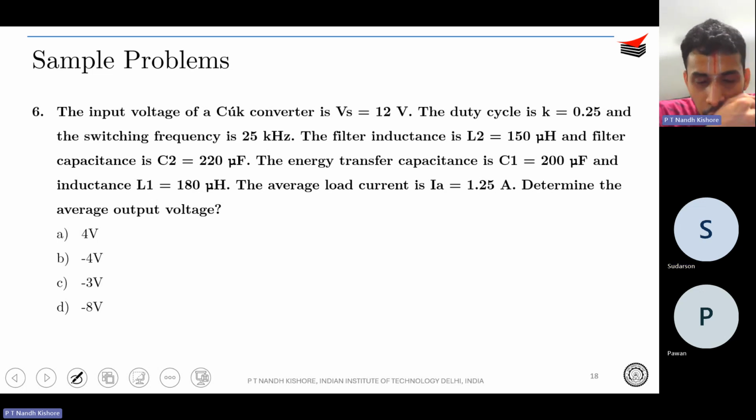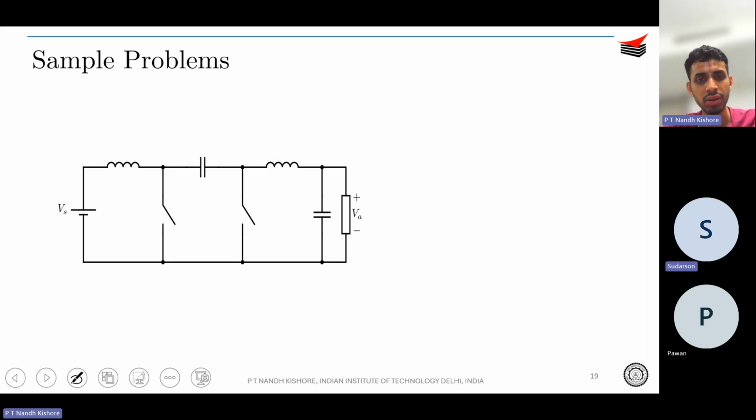You might remember that in your Chuk converter you have two L's and two C's, right? So your filter inductor L2 is 150 micro, filter capacitance C2 is 220 micro. Both of these are on the output side of the Chuk converter. The energy transfer capacitance C1 is 200 microfarad, L1 is 180 microhenry. The average load current IA is 1 to 1.25 amperes. Again, find the average value of your output voltage.